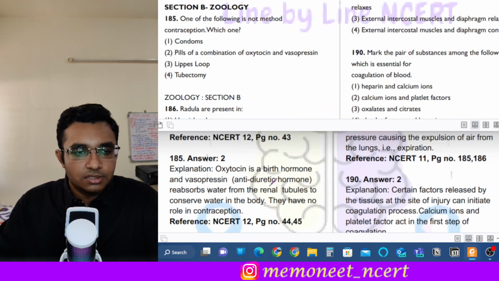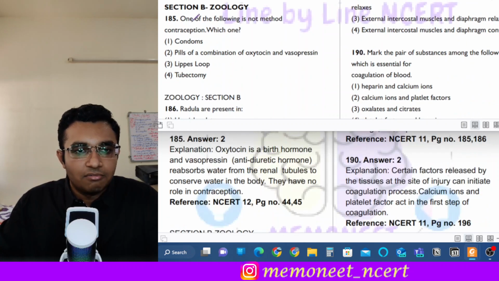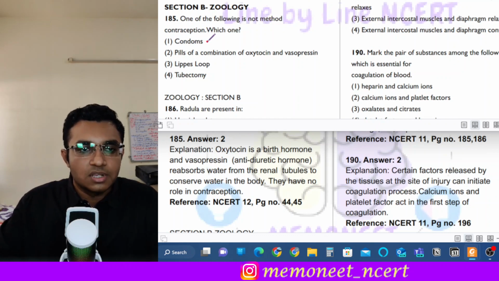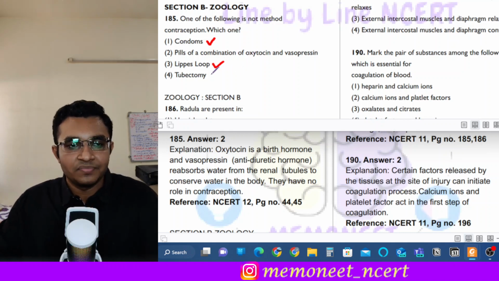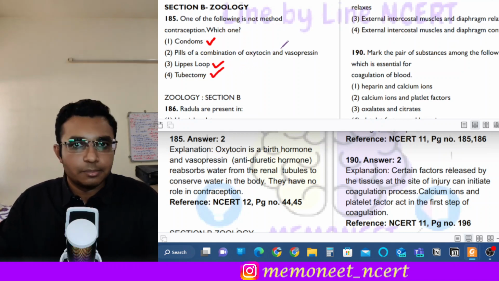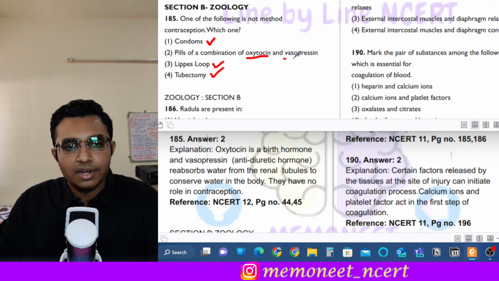The next question, question number 185. One of the following is not the method of contraception. Which is the not method of contraception? Condoms. So condoms are a method of contraception. This is correct. Then Lippes loop. It is also intrauterine device, which is a method of contraception. Then tubectomy. Tubectomy is a method of sterilization. It is also correct. And the second option is pills of combination of oxytocin and vasopressin.